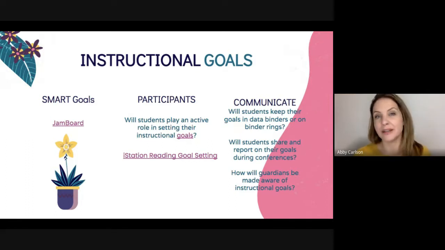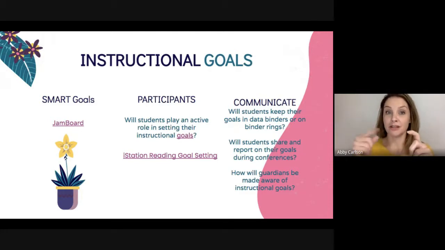Communication is also really important when we're differentiating. Will students keep their goals in data binders or on binder rings? Just making sure that whatever their learning goals are, they're really present. I would stray away from posting them on the wall. When I was a second grade teacher, my students would keep their goals on binder rings.